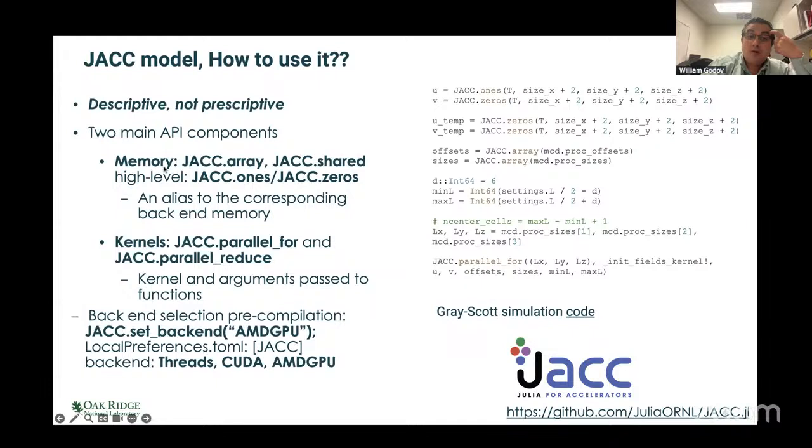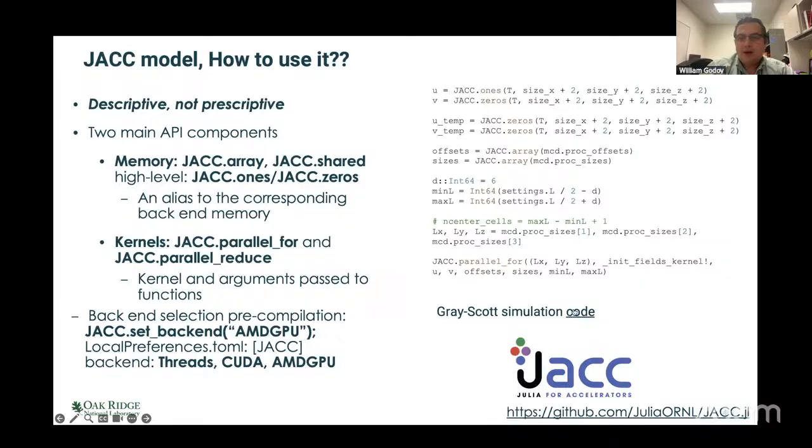So two main components: you allocate your arrays like you would if you're coming from Fortran, you're familiar with this concept, or you use NumPy. You don't have to worry about, oh, is this a CPU array or a GPU array? No, just write your science, right? And then kernel launching. We have parallel_reduce and parallel_for, which is what I explained in the previous slide. So the backend selection is done outside the code. You just call this function and say, oh, I have an AMD GPU. I want to test that, right?